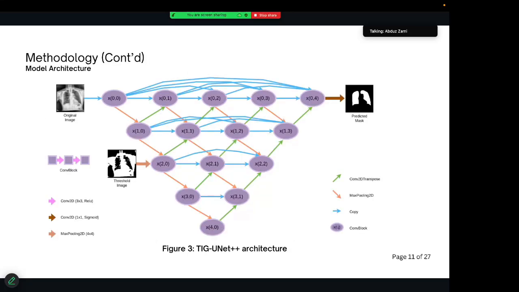Here you can see our TIG-UNet++ architecture. That is what we proposed here. This architecture is pretty similar to the UNet++ L4 architecture with some minor modifications. The major modification is at the inputs. You can see a threshold image here. It was passed late to that network, not at the beginning or at the end. Why so? I will explain this later.